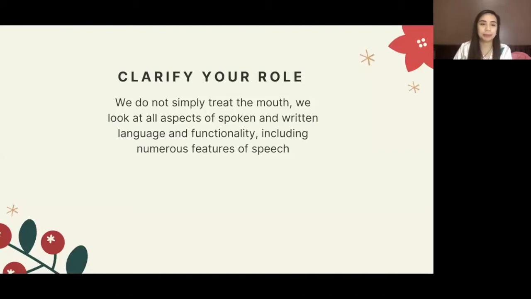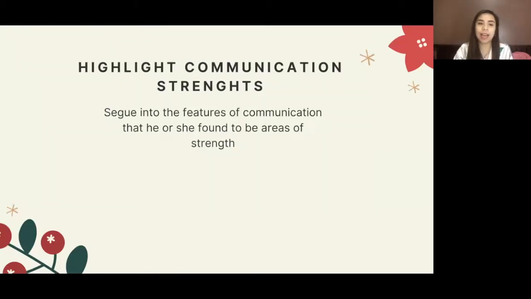Okay, next. Now let's talk about highlighting communication strengths. Earlier, we talked about highlighting positive attributes. Now, let's talk about communication strengths. What's the difference? When we highlighted positive attributes, we talked about the positive attributes of the patient during therapy. So, general. When we talk about communication strengths, it's an avenue for us to segue into talking about the limitations of the patient or the client.